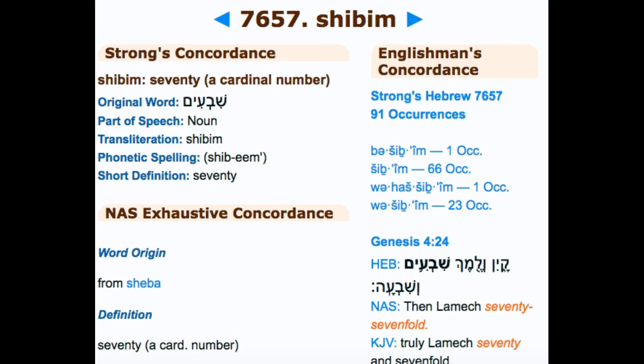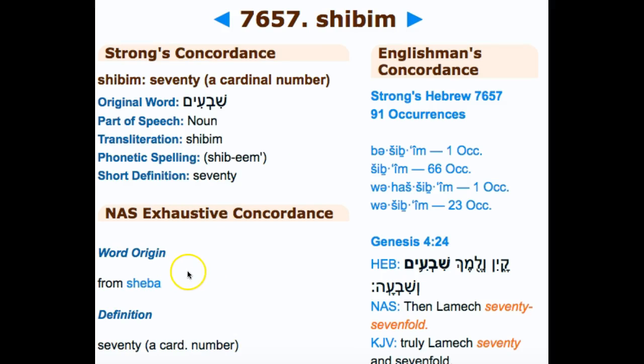But out of these occurrences, sometimes it might be used for things or words such as 74 or 72 or 70,000. So you really have to go through each of these occurrences to get a better understanding of what each one means. And we'll be sure to do that later on.